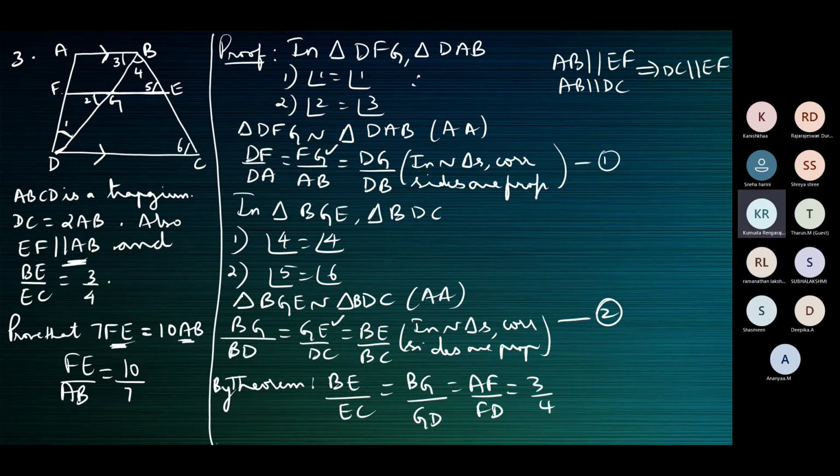This is called the intercept theorem. Intercept theorem. You have learned it last year. You have not learned the intercept theorem, but the midpoint theorem. What is the chapter? Quadrilaterals. Midpoint theorem, converse of midpoint theorem. There you've learned this ratio. This is the intercept theorem.